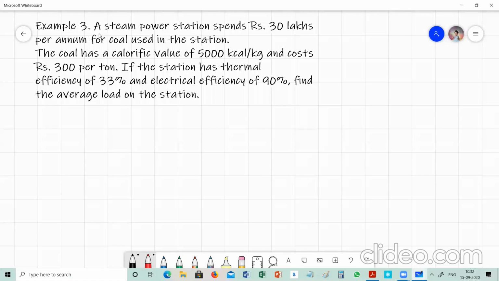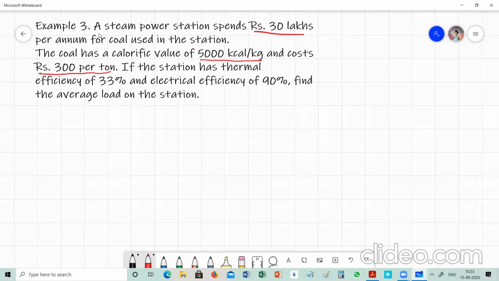A steam power station spends rupees 30 lakhs per annum for coal used in a station. Means, the annual cost of coal required for a particular steam power plant is 30 lakh. The coal has a calorific value of 5000 kilocalorie per kilogram. They have given the calorific value of coal used, and the cost of rupees 300 per ton. It costs rupees 300 for 1 ton of coal.